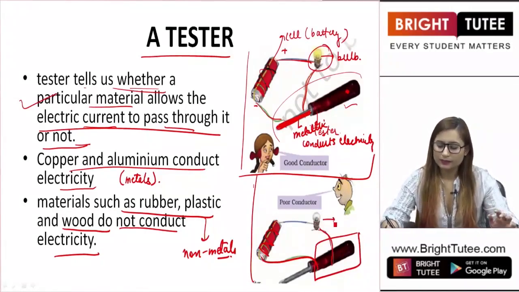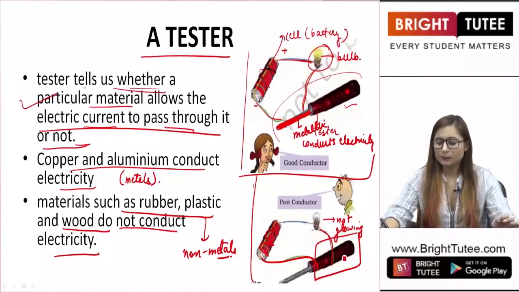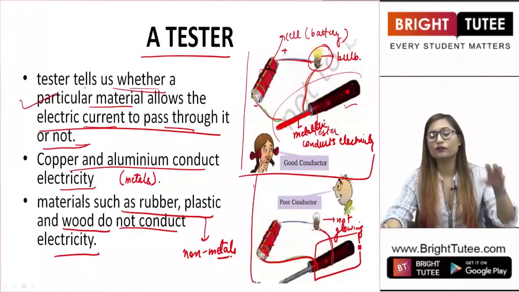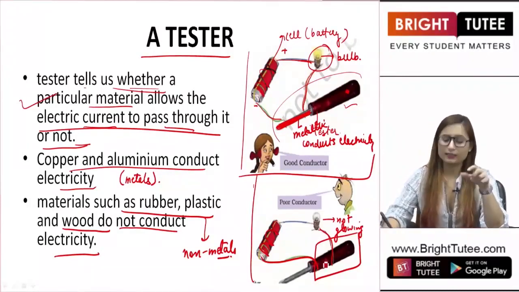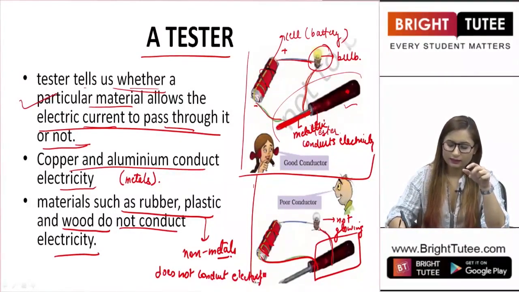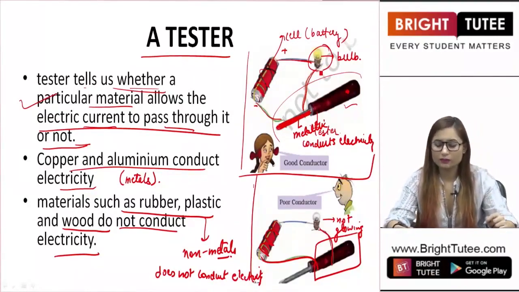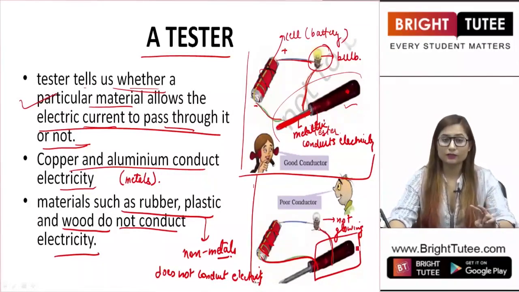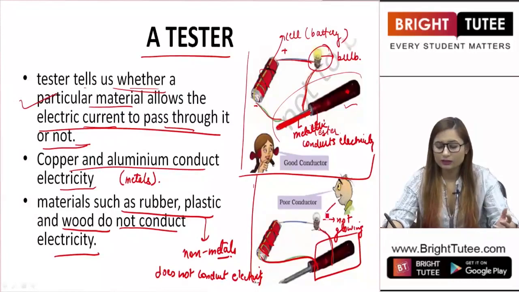Now the bulb is not glowing because this part of the tester has a coating of a plastic material on it, and that plastic does not conduct electricity. Hence, in the first picture the electric current was being passed because the wires were connected to the metallic part of the tester, while in the second picture the wires were connected to the non-metallic part of the tester, which is made up of plastic. Hence the electric current was not able to pass through the plastic, so the bulb did not glow.